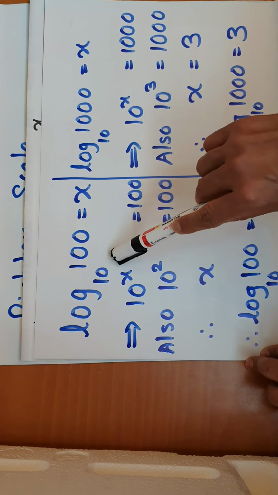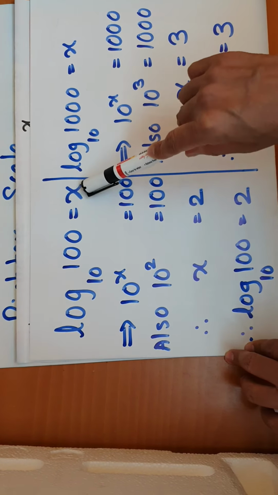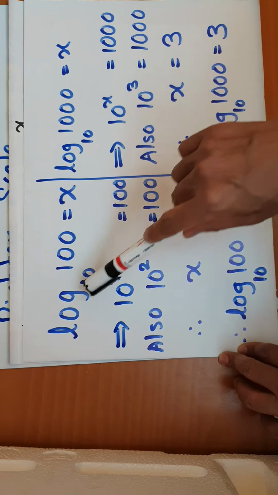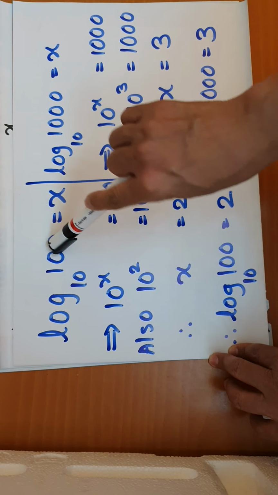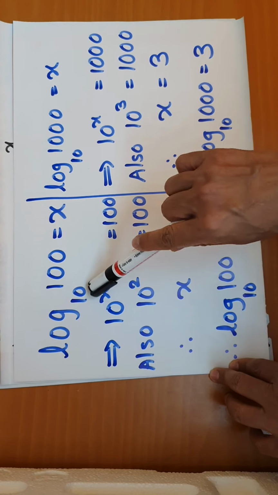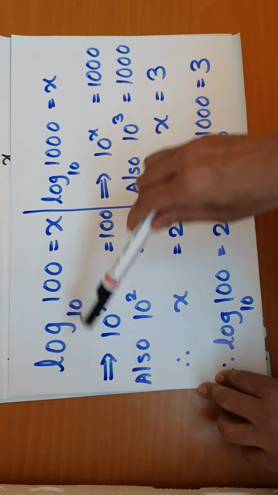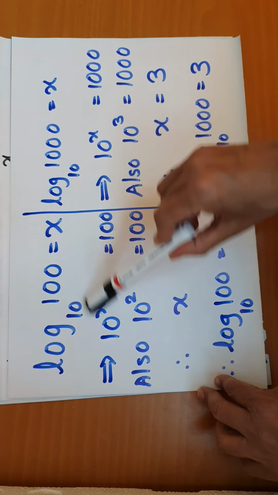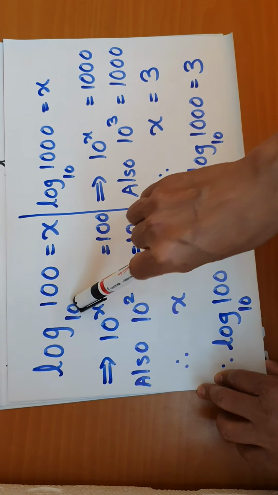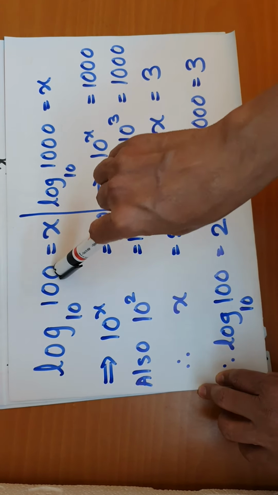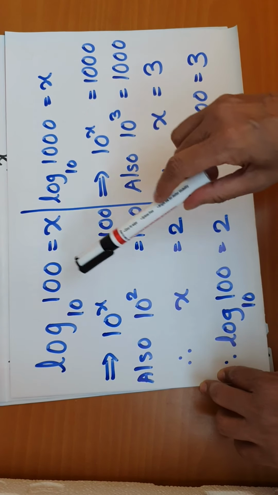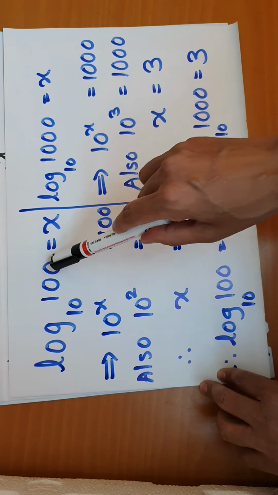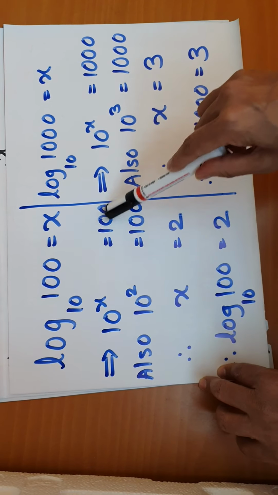Log of 100 to the base 10. Let it be x. We don't know the value of this logarithmic function, so assume it as x. You will read the log function as log of 100 to the base 10. This small number, the subscript, is the base. So this logarithmic form we can change to exponential form like this. The base 10 raised to the power x is 100. The meaning of this logarithmic function is you have to raise base 10 to the power x to get 100. So in exponential form we write it as 10 raised to power x equal to 100.